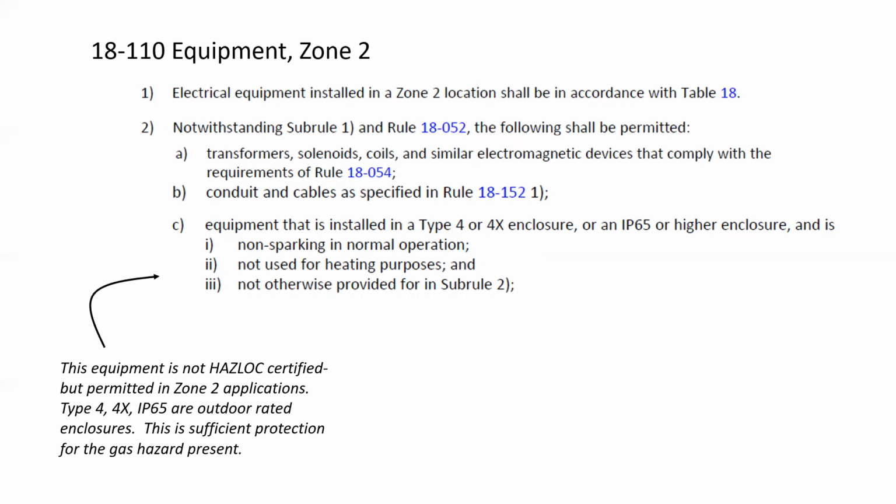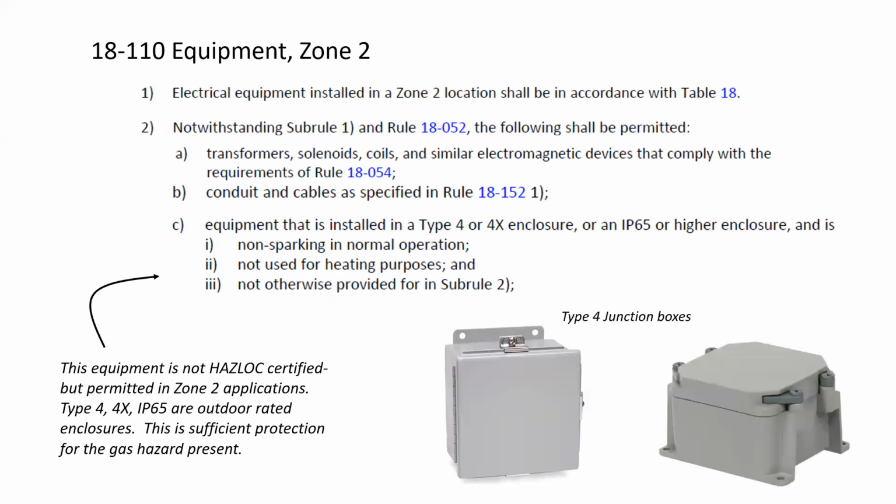Type 4, 4X, IP65 are outdoor rated enclosures. This is sufficient protection for the gas hazard present. And so junction boxes such as this would be prevalent, and we can see that it would have to be containing non-arcing, non-heating equipment, something like that. So junction boxes.